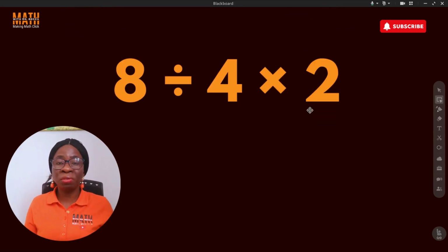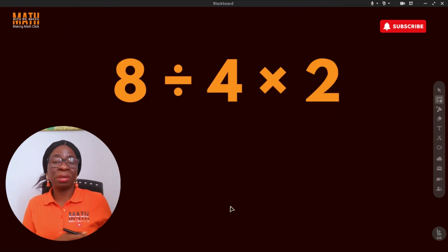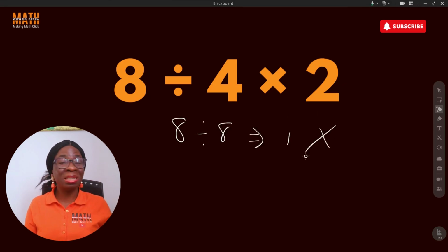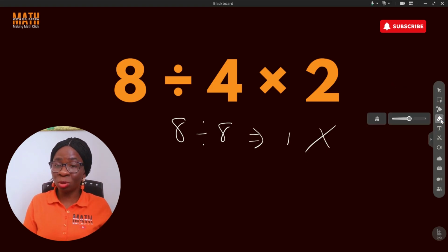Most students will solve this and say, okay, PEMDAS, multiplication comes before division, and they multiply before they divide, saying 8 divided by 4 times 2 is 8 divided by 8, and this gives 1. But this is not correct. So what is the correct way to solve this?